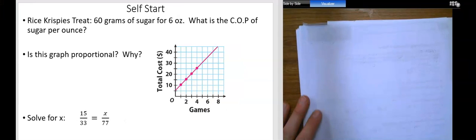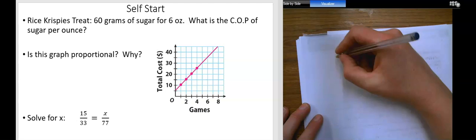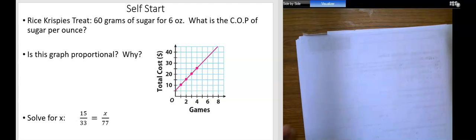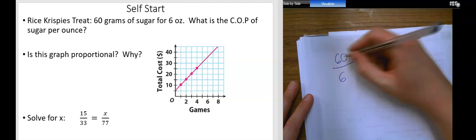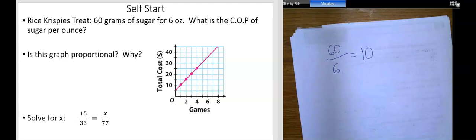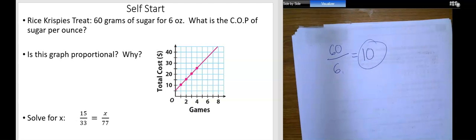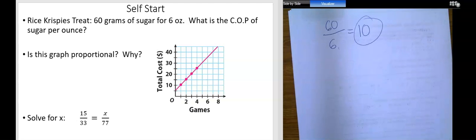Rice Krispie Treats are 60 grams for 6 ounces. What is the COP? COP stands for constant of proportionality. Constant of proportionality is a fancy way of saying unit rate. What is this? Constant of proportionality of sugar per ounce. So sugar divided by ounces is the unit rate. 60 divided by 6 is 10. 10 grams of sugar per ounce. That is our unit rate, or our constant of proportionality.